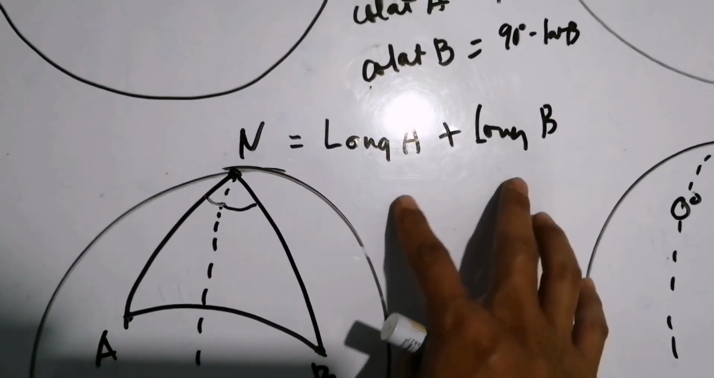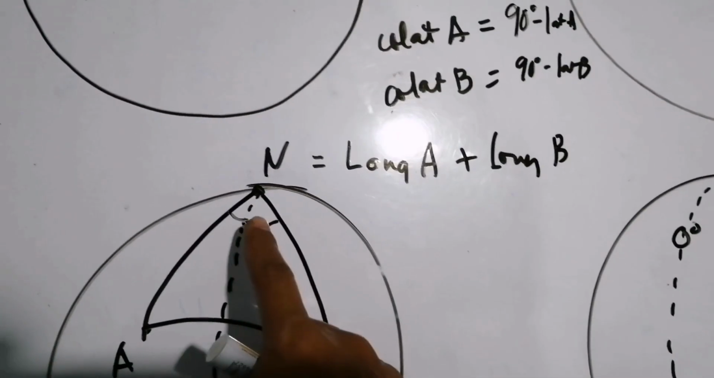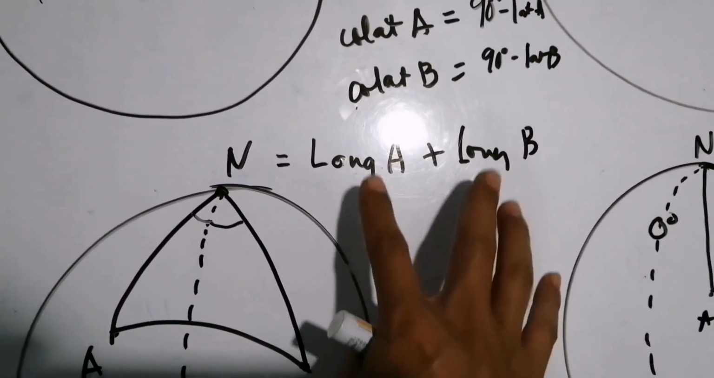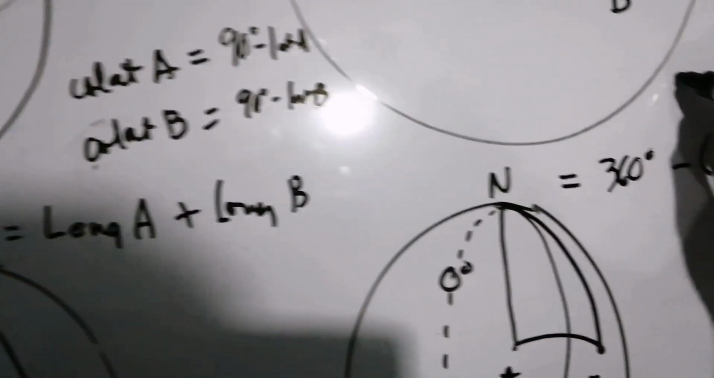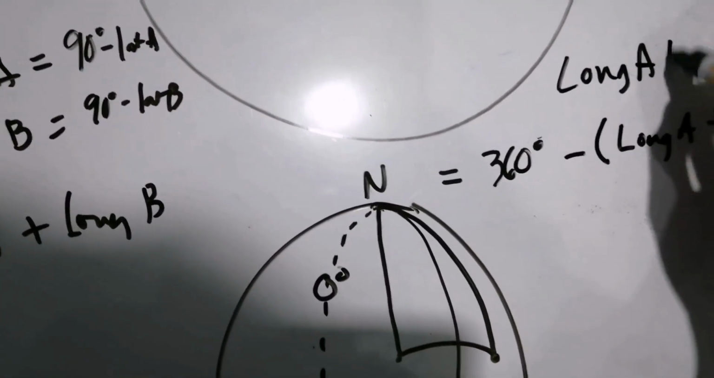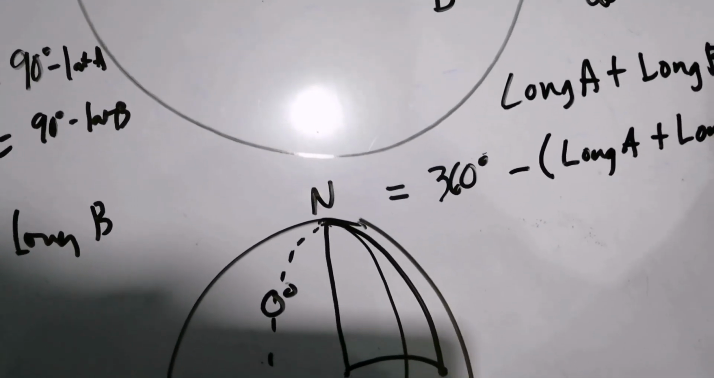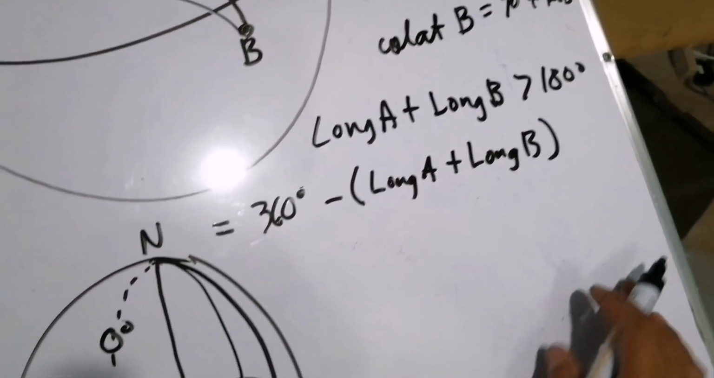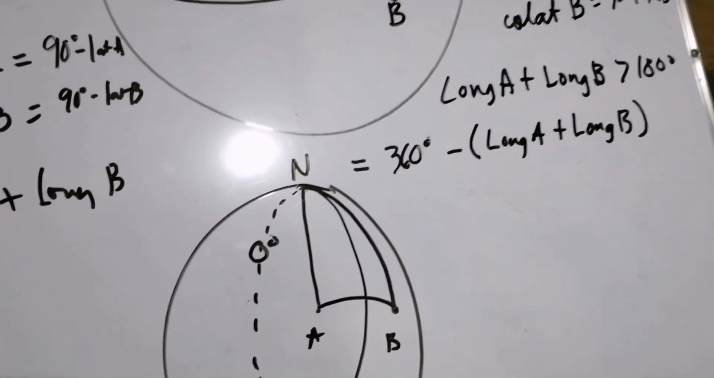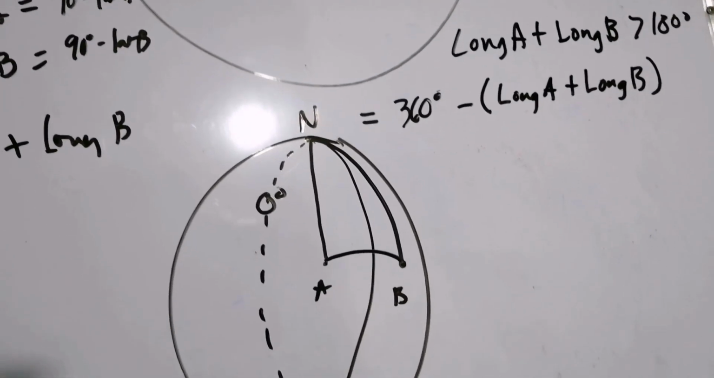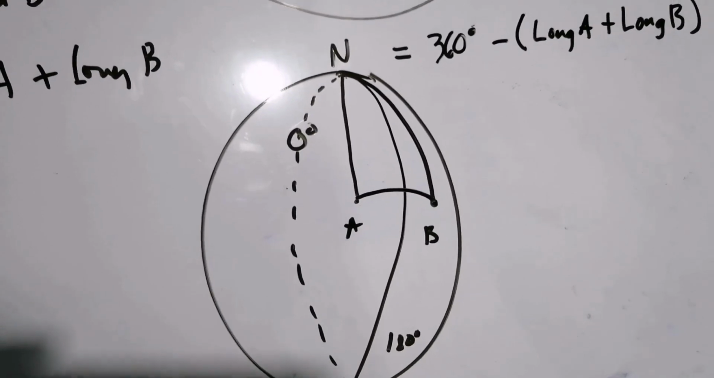add. But make sure, if the sum turns out to be less than 180 degrees, then that's the d-long, or your angle n. Otherwise, if your d-long, or rather the sum of the longitude of A and the longitude of B, turns out to be greater than 180 degrees, or more than 180 degrees, all we have to do is subtract the sum from 360. Again, this is the case wherein your points A and B are in different directions.